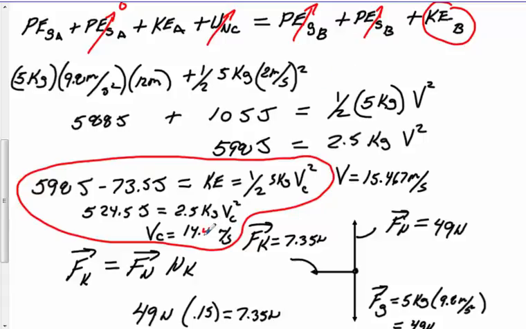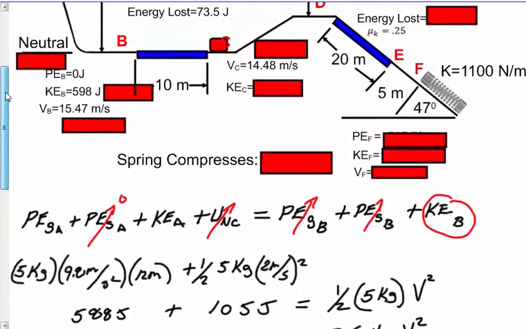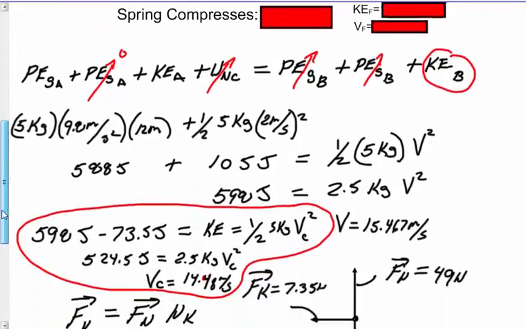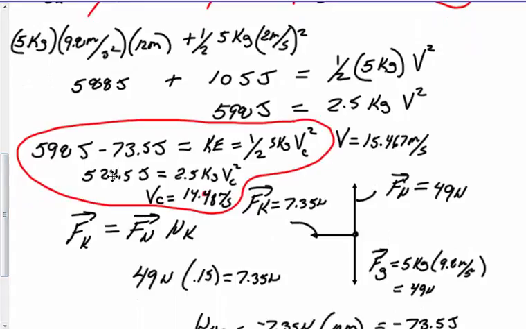That's 14.48. I apologize for that math calculation. Look at my calculator right now, it says 14.48. I wrote it as 14.84. So that's 14.48. And again, what is the kinetic energy at that point? 524.5. And that's exactly what I got there.